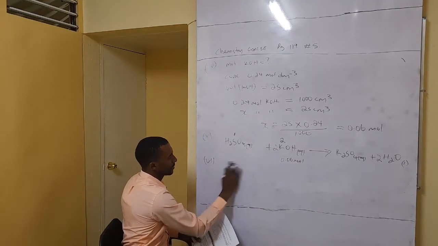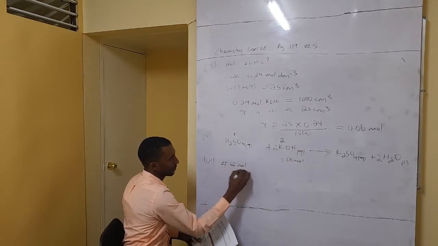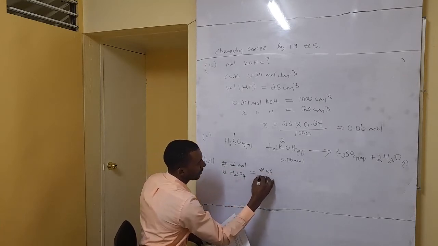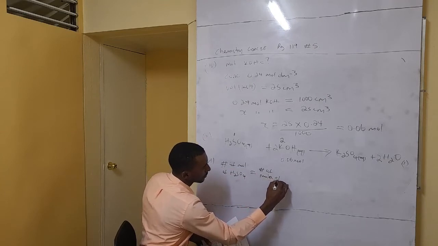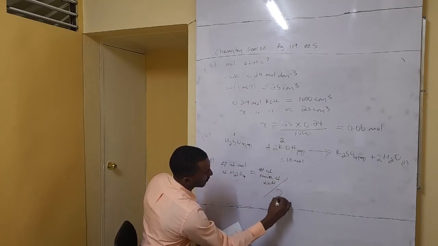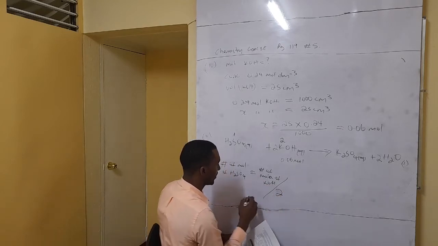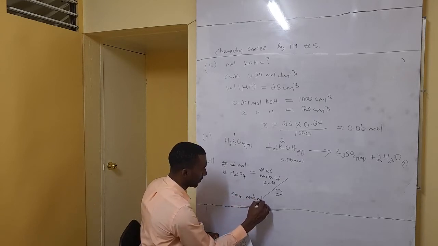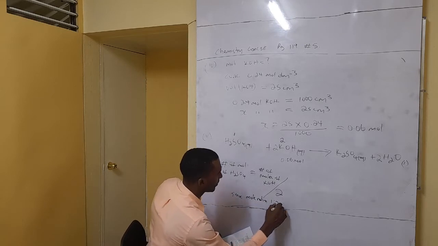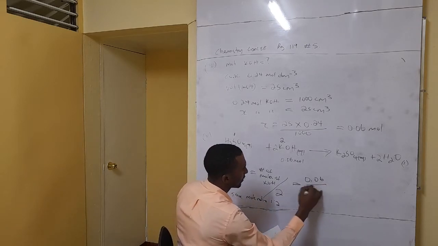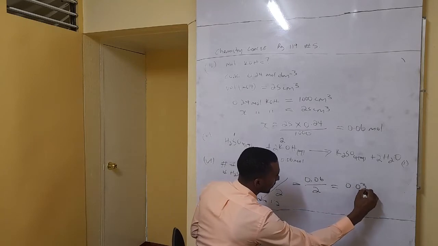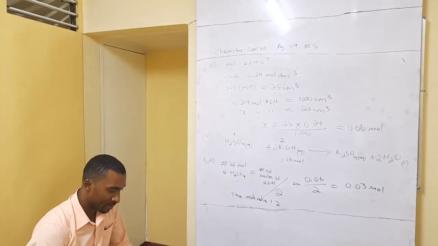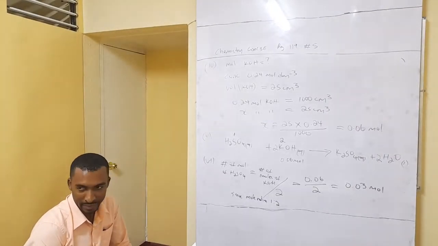So the number of moles, that is 0.03. So we calculate it equal to the number of moles of KOH divided by 2, since the mole ratio is 1 to 2. Mole ratio 1 to 2. So this is 0.06 divided by 2, which equals what? 0.03. That's why I say 1 to 2 with the balanced equation.